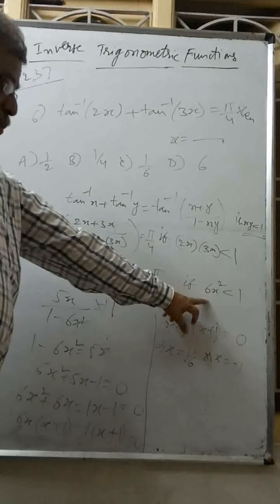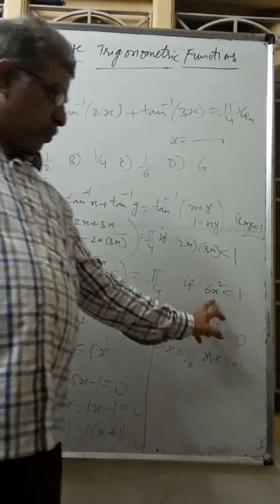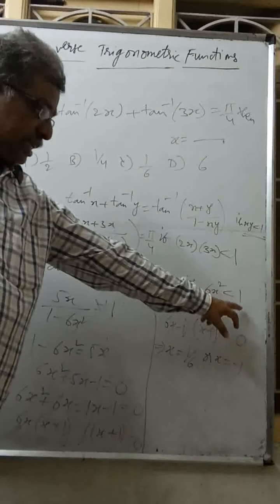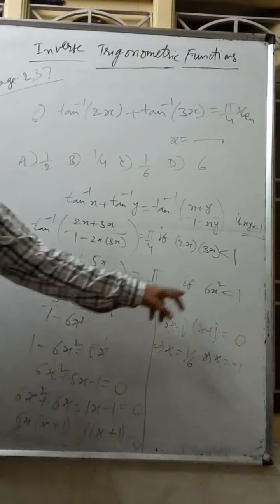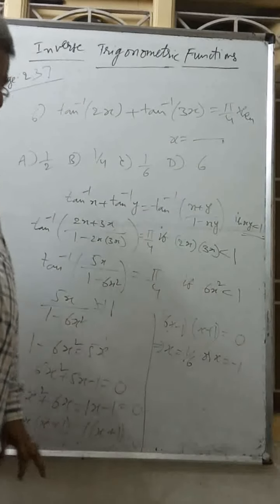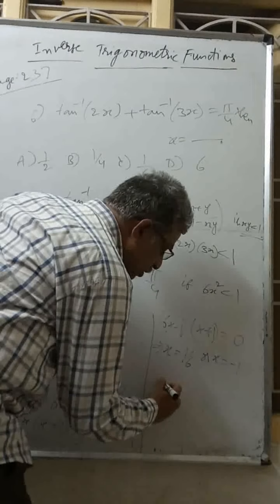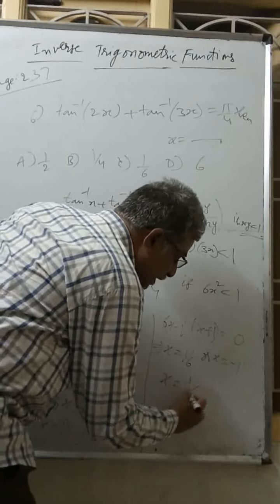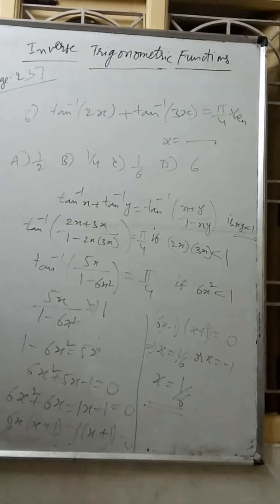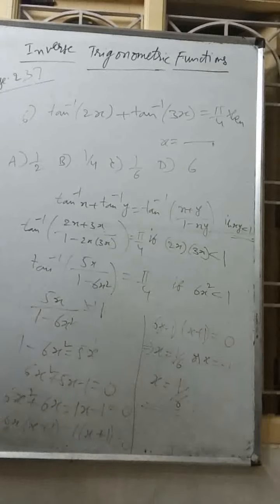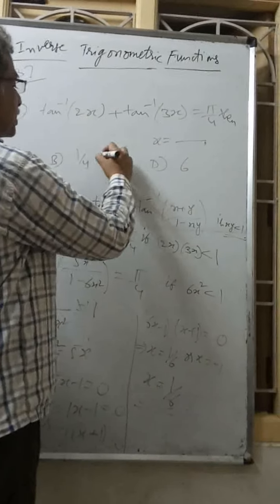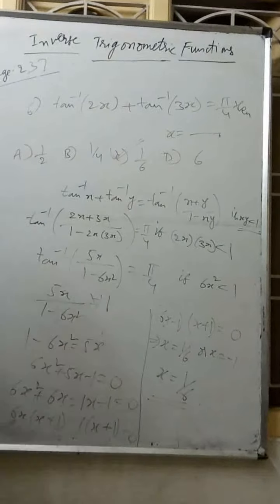Now coming to here, most important thing: 6x square is less than 1. What is meant by that? So x square is less than 1 by 6, so x is less than 1 by root 6. 1 by 6 is less than 1 by root 6. Means our valid required value must be x equal to 1 by 6 but not minus 1, because minus 1 does not lie between minus 1 by root 6 to plus 1 by root 6. So our required value is 1 by 6. Option C is the correct answer.